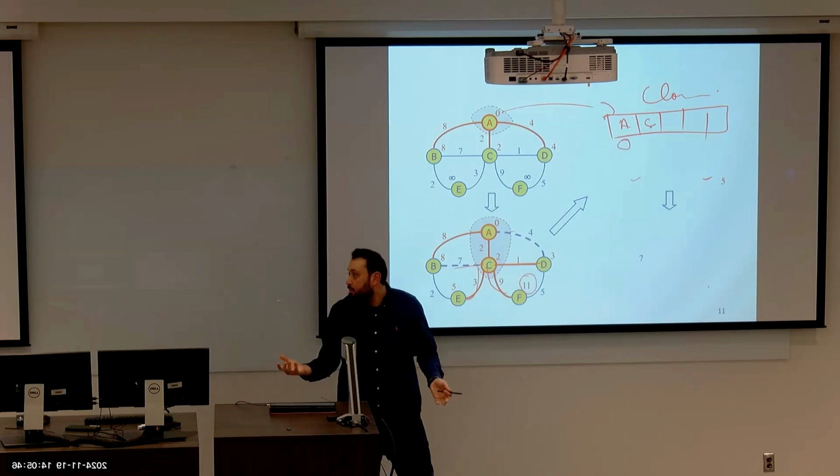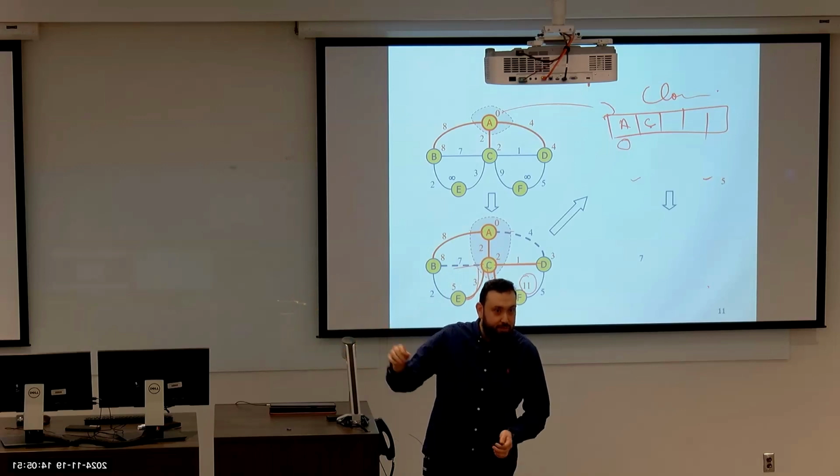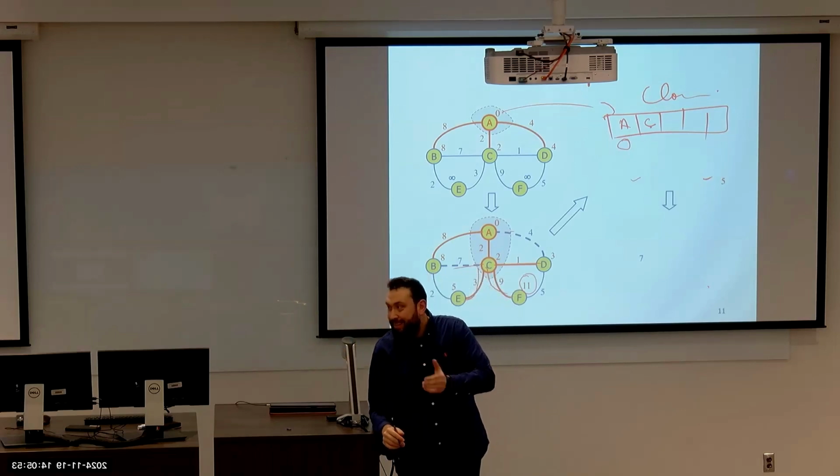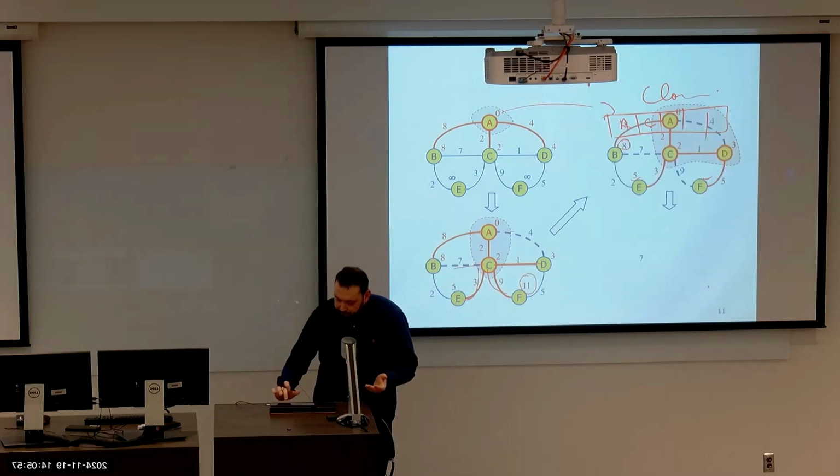So let me ask you now a question. Let's forget about this. I think it's clear now how to traverse. But from a data structure perspective, how are we doing this? For example, you're here.